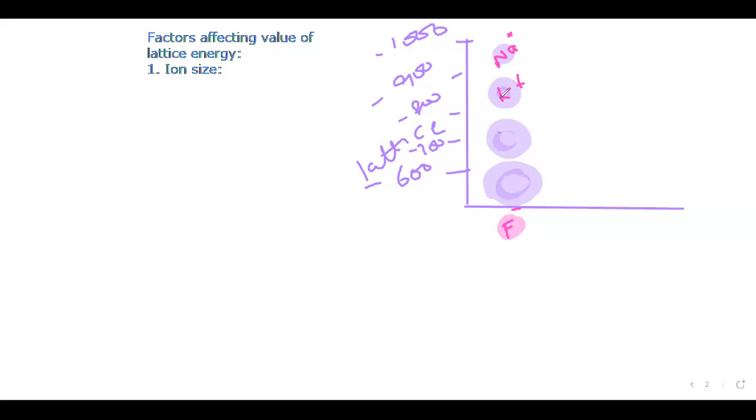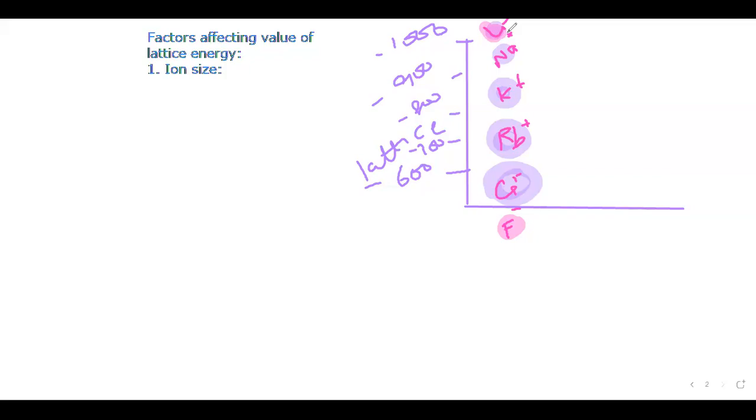Then we go down to rubidium, and again the lattice energy is going to be even less exothermic. Why? Because we are dealing with a bigger cation. When we get to cesium bonding with fluoride, it's going to have an even weaker bond, so the lattice energy is going to be less exothermic. Less energy is released when the ions come together. The reason for this is quite clear: the size of the cation is getting bigger.